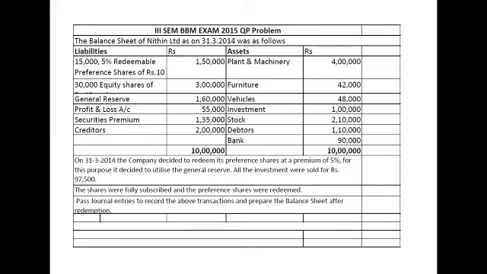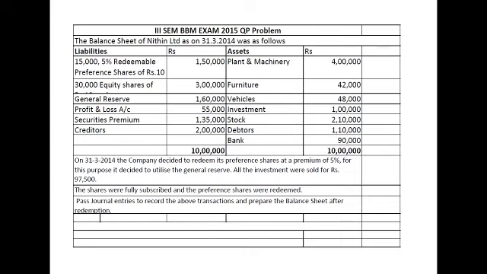So ಈ ಸೆಷನ್ ಅಲ್ಲಿ ನಾವು ಮಂಗಳೂರು ಯೂನಿವರ್ಸಿಟಿಯ BBM ಪ್ರೋಗ್ರಾಮ್ ನ 2015 ಕ್ವೆಶ್ಚನ್ ಪೇಪರ್ ಪ್ರಾಬ್ಲಮ್ ಅನ್ನು ಸಾಲ್ವ್ ಮಾಡುವ. So we'll have a discussion on redemption of preference shares. So this problem is very simple with respect to the adjustments.